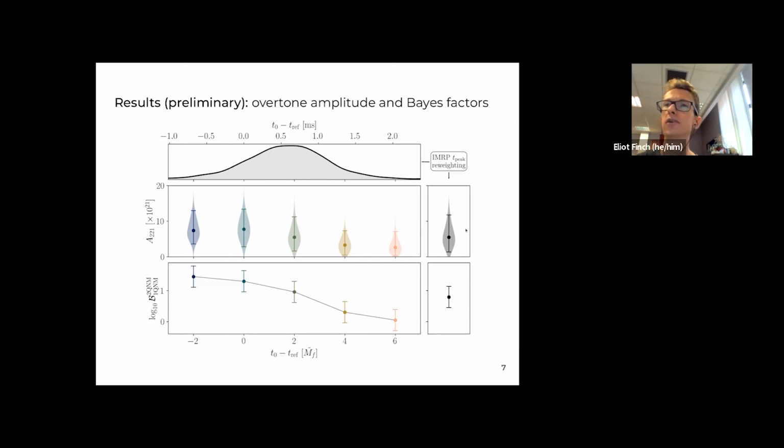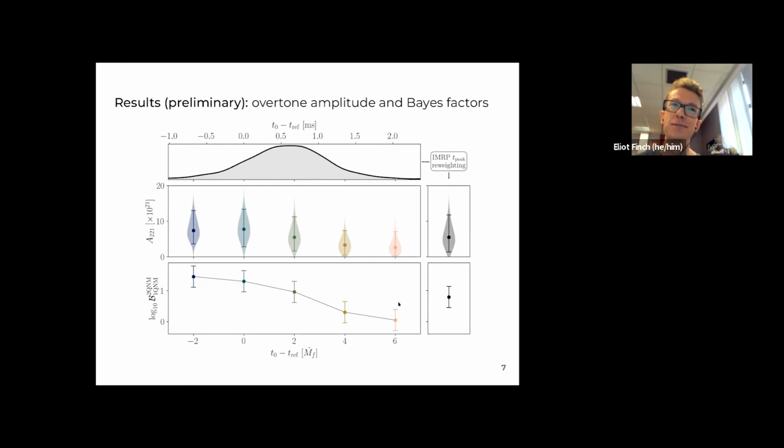So then on the right, we marginalize over this uncertainty with our preferred reweighting, our preferred prior. So this is our preferred overtone amplitude posterior, and these are the 90% credible levels.